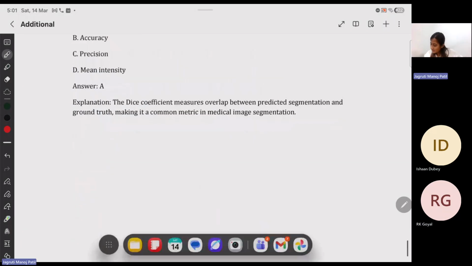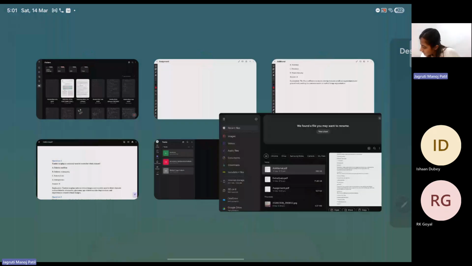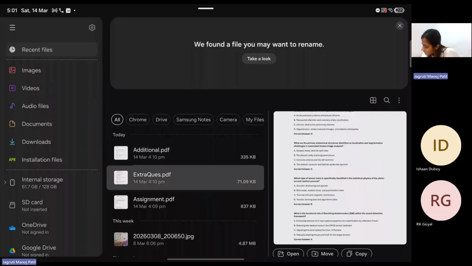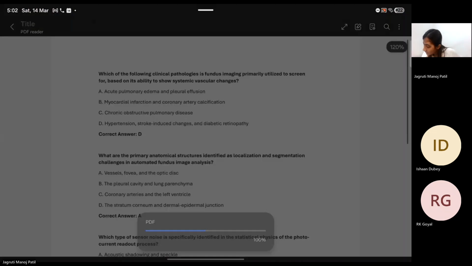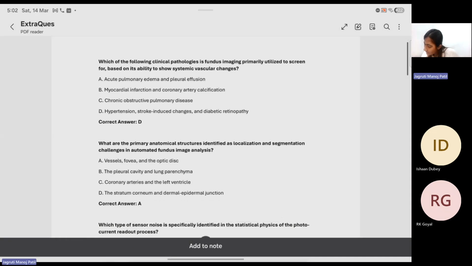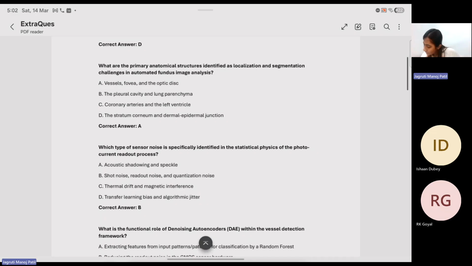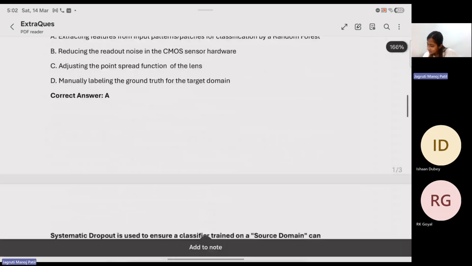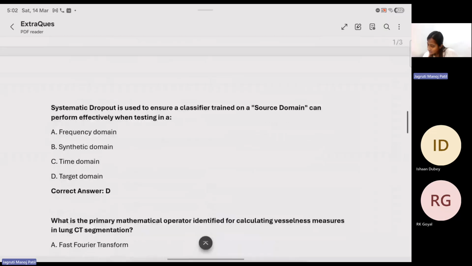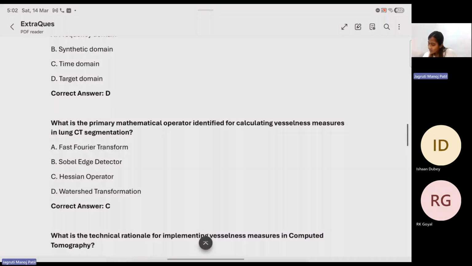The other ones are also similar to it. Let's see if there's something extra. These are more from a bio perspective, like how you see it. There are some learning based models, a lot of similar ones. So yeah, this one was nice.